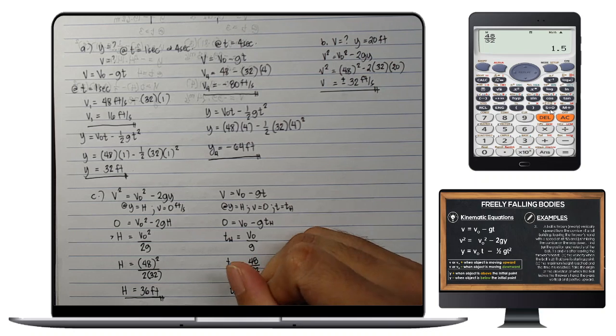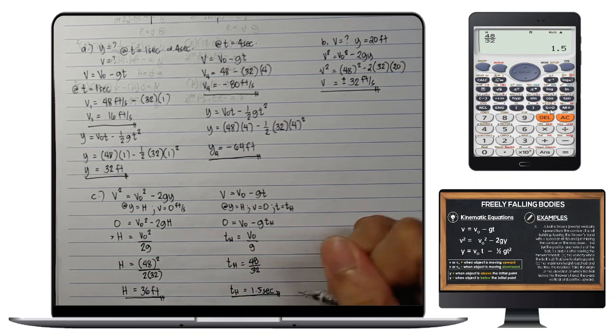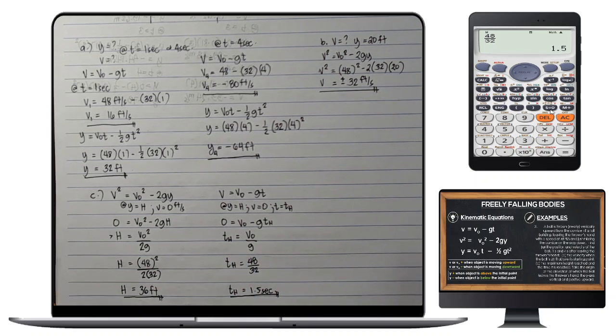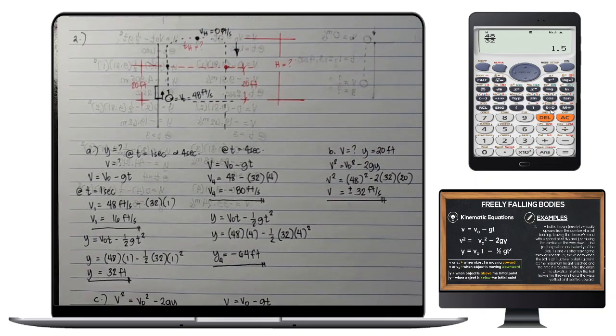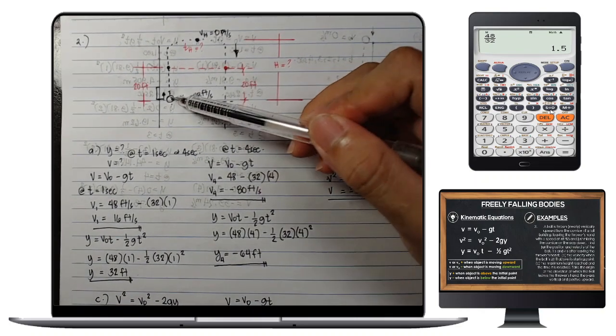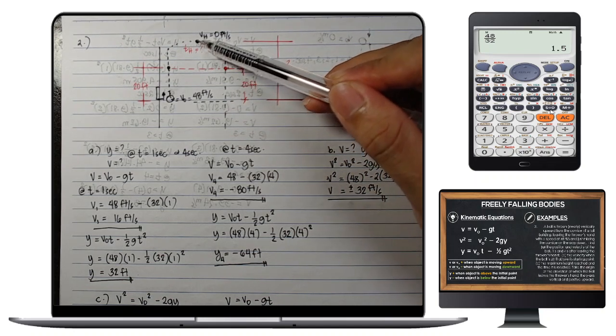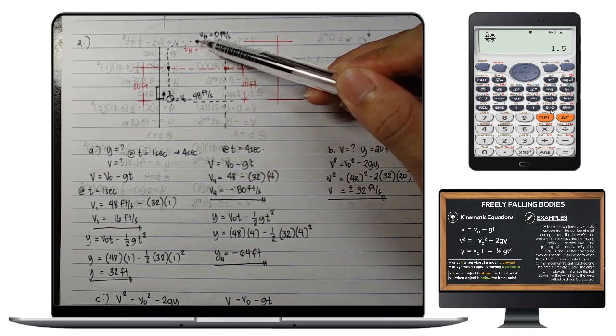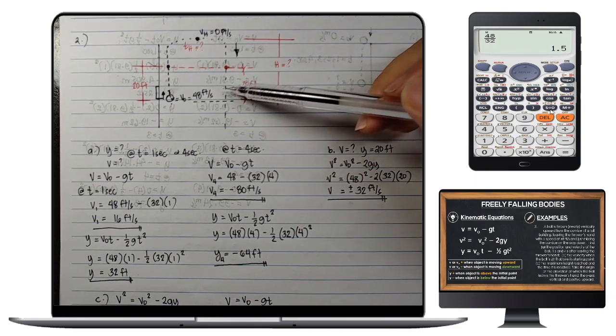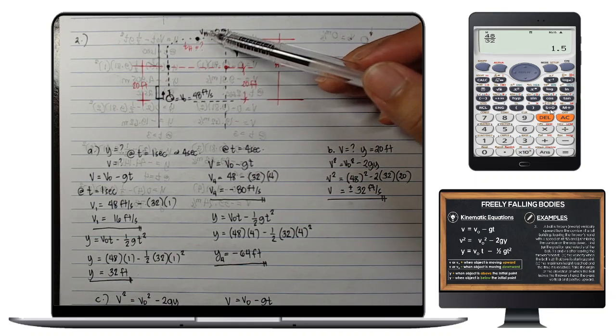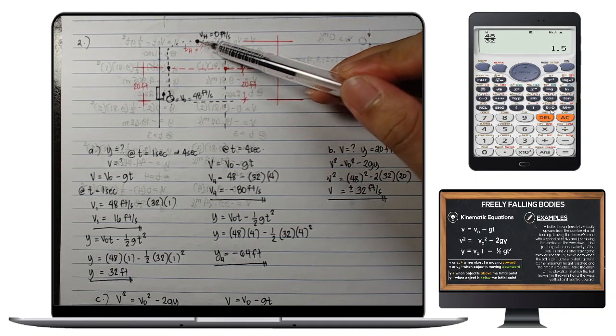Sabihin, after 1.5 seconds, the ball will reach the maximum height. So, balikan natin to. So, dito, 1.5 seconds, mararating niya si maximum height. And after 1.5 seconds, the motion will be downward. Pababa na. Kasi na-reach niya na at 1.5 seconds si maximum height.